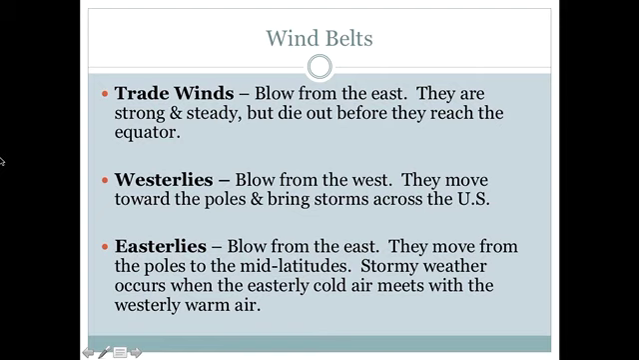Then easterlies. Easterlies blow from the east, meaning they start in the east direction and blow to the west direction. They move from the poles to the mid-latitudes. Stormy weather occurs when the easterly cold air meets the westerly warm air.